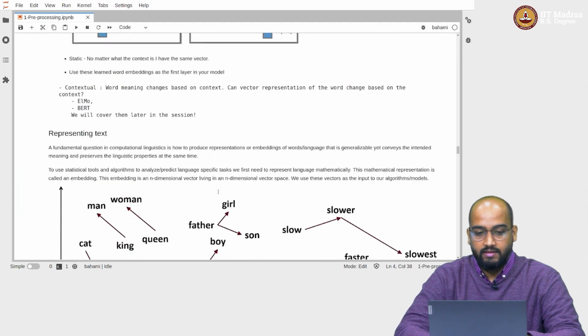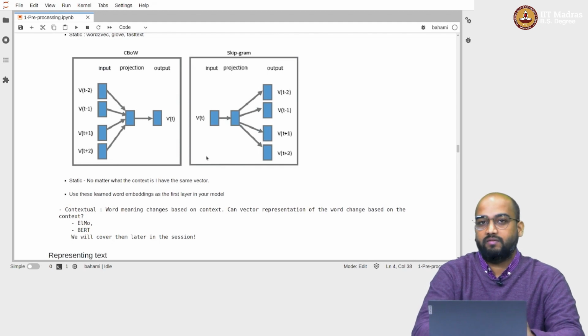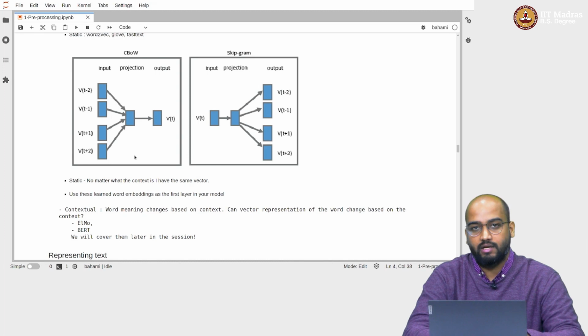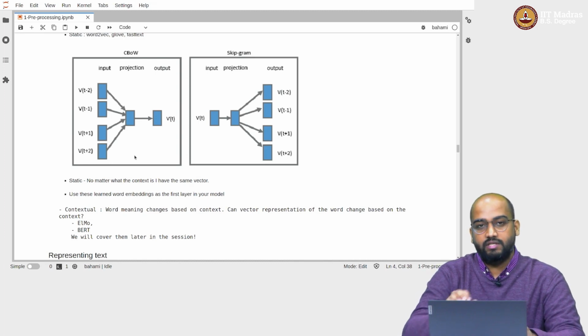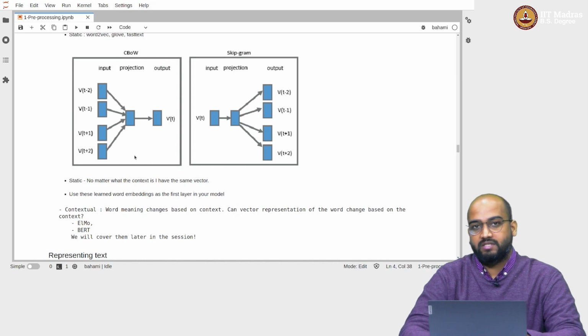In this training procedure, there is no task specific thing, right? You are doing a very generic task of predicting the surrounding words or predicting the central word. So this is just pre-training, right? So there is no task specific component here.